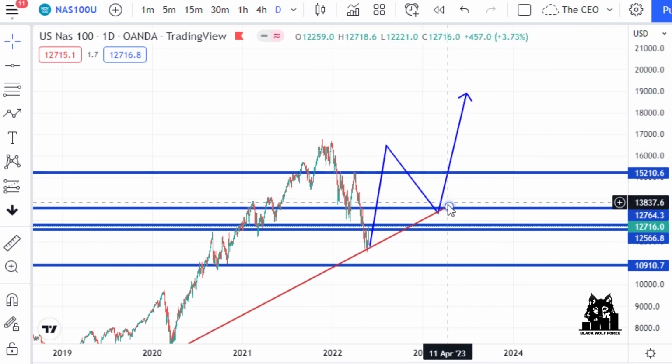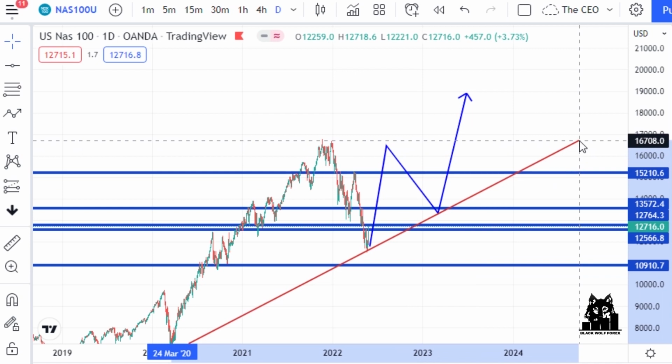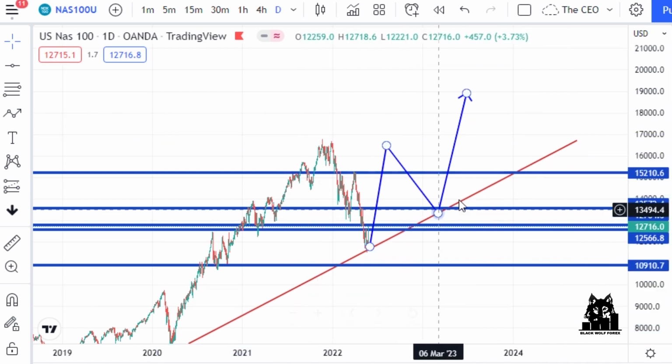So now we have a solid uptrend, because it's 3 touches. This will be our 3rd touch. Okay, this is what we expect to happen from the market, guys.